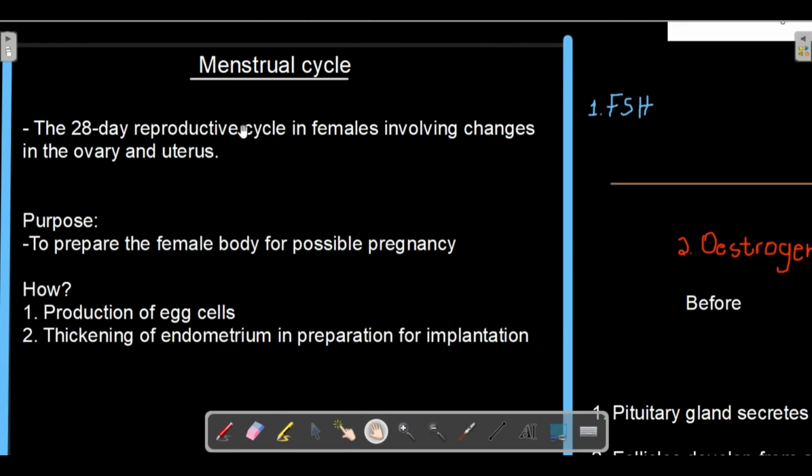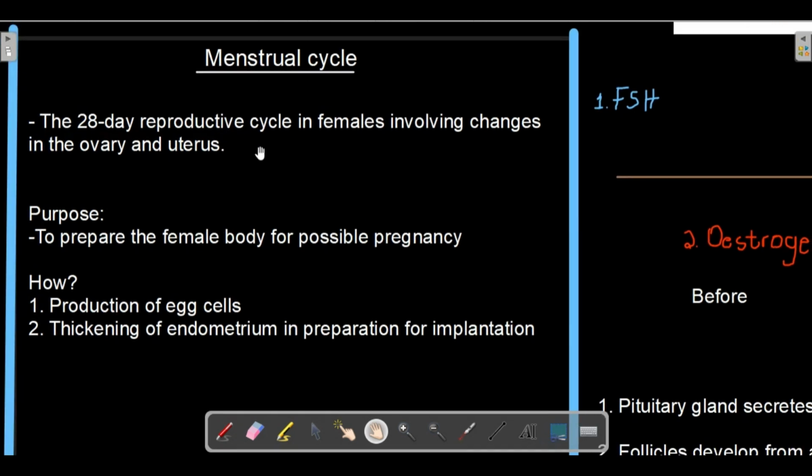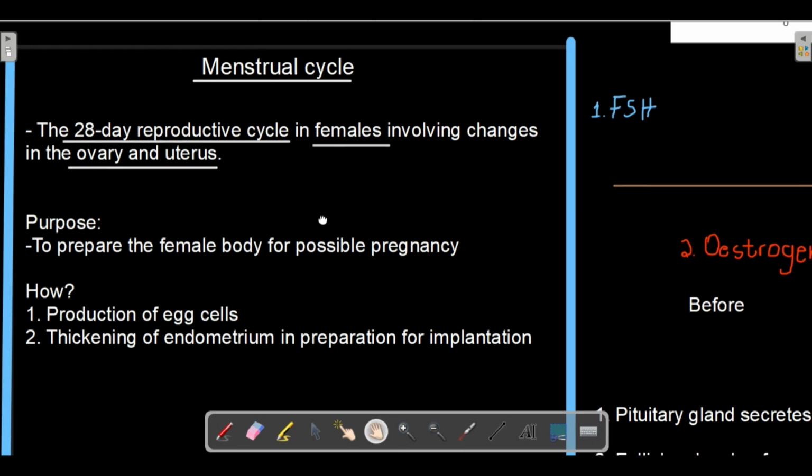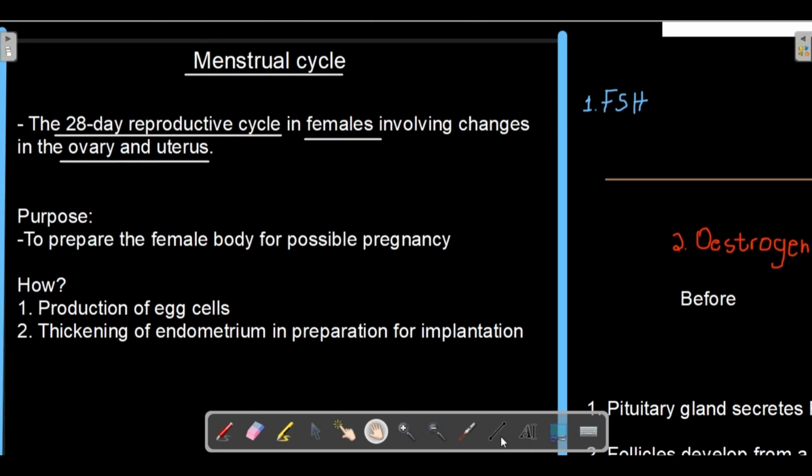Right, so first things first, you have to know the definition of the menstrual cycle and its purpose, okay? If you know the definition and its purpose, it will be easy for you to understand all the process, all the hormones that take part in this, and all the structures that develop to support this cycle. So simply, the menstrual cycle is a 28-day reproductive cycle in the females involving the changes in the ovary and uterus. So essentially, the menstrual cycle is a cycle that has a purpose of preparing the female body for possible pregnancy or for possible fertilization. Okay, we rather use possible fertilization.